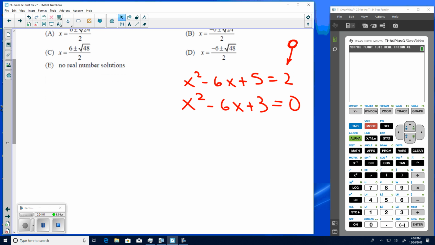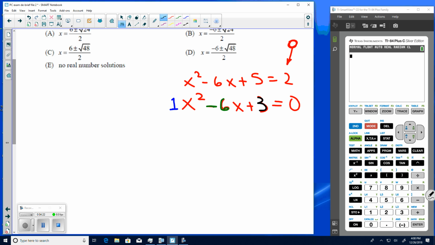We could solve it by completing the square, but we said we would solve this by the quadratic formula. Note that the a is the coefficient of x squared. B is the coefficient of x. And c would be the constant, which is 3. That's our a, b, and c.